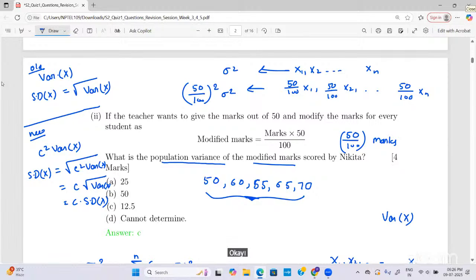So for standard deviation, it remains c.